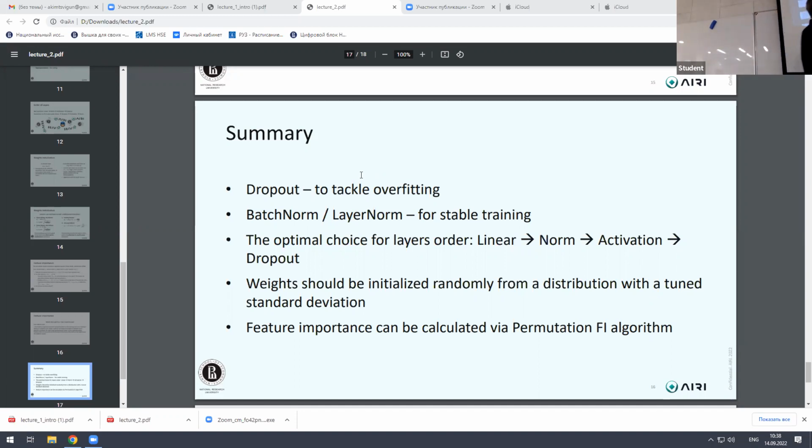That's it. So the optimal choice of the layers is as follows. Weights should be initialized, first of all, randomly, and secondly, the standard deviation of our distribution should be tuned with respect to the number of features, either from the previous layer or from the second layer as well. And the feature importance can be calculated via the permutation feature importance algorithm, the one which we had a look at now, and it can also be used to detect features which cause our model to overfit. So that's it for today.